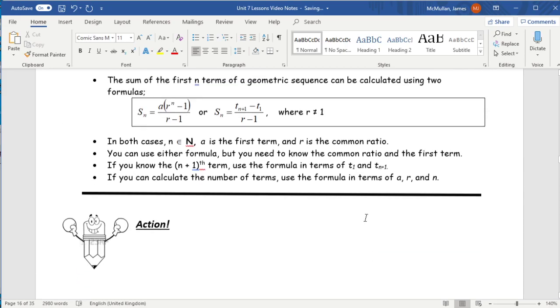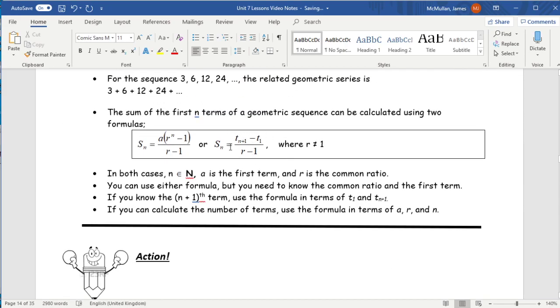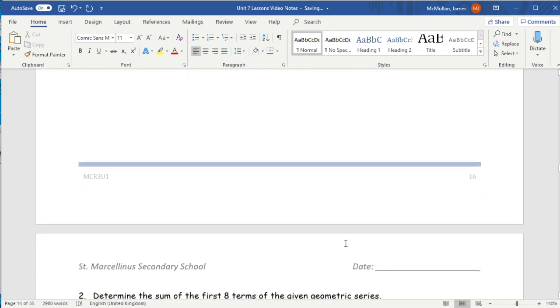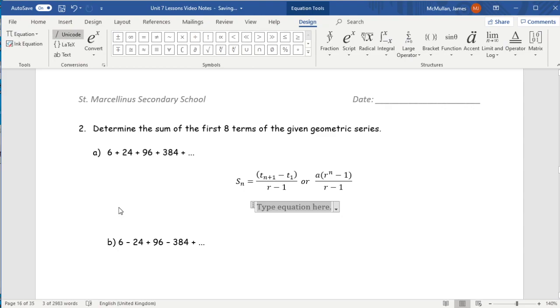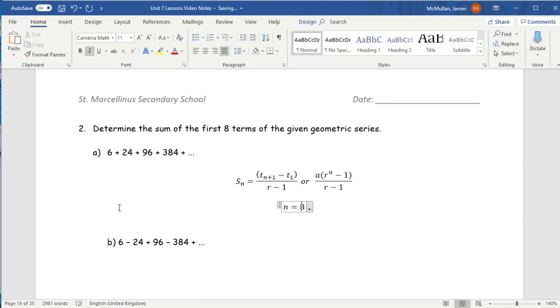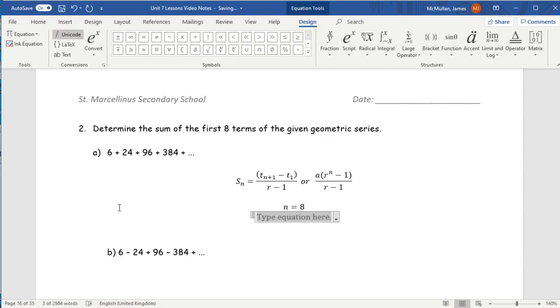Again, it just depends on what you know. If you know the last term, or the second to last term, you can use this formula. If you don't, then it's just easier to use the original formula, which is the one we're going to stick with. So let's write down what we know. We're interested in the first 8 terms, so n is 8. a is the first term, which is 6. The common ratio is 4, since 24 divided by 6 is 4, and 96 divided by 24 is 4, and so on.